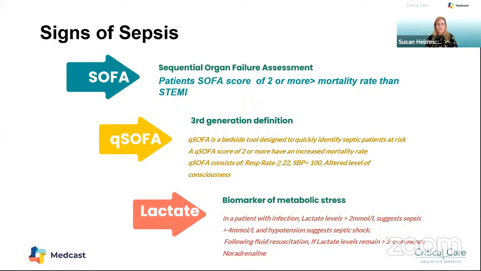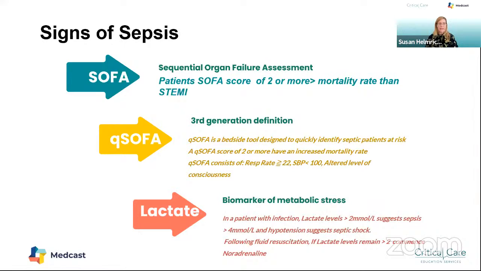Our Q-SOFA, though, is designed to be used at the bedside outside of the ICU environment. So it helps us to quickly identify septic patients that are at risk of deterioration or who have a high mortality rate. So our Q-SOFA score consists of patients who have a respiratory rate greater than 22, are hypotensive, so a systolic blood pressure of less than 100 or more than a 40 drop from their normal blood pressure, and patients with an altered level of consciousness, so a Glasgow Coma score of less than 15.